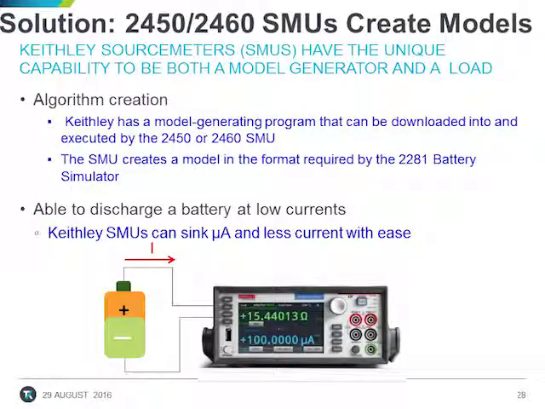The solution to the model creation problem is to use the Keithley Series 2450 source meter as a load. The SMU can sink a constant current. Due to its low current sensitivity, it can sink very low currents, even currents below a microamp. Keithley has created a model generating program that can be downloaded into the Series 2450 SMU. The SMU will discharge the battery, take the necessary measurements, and create a model in the format required by the 2281 battery simulator.